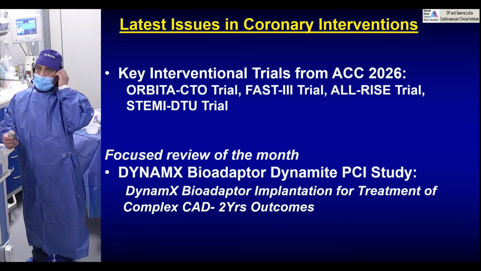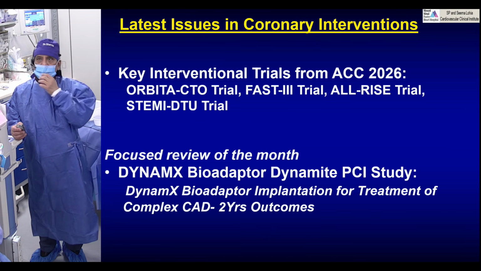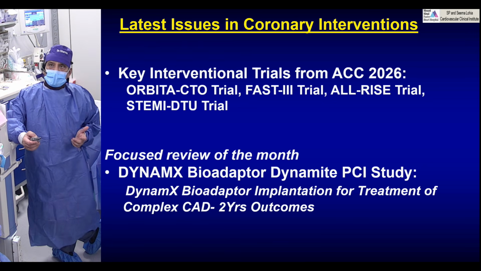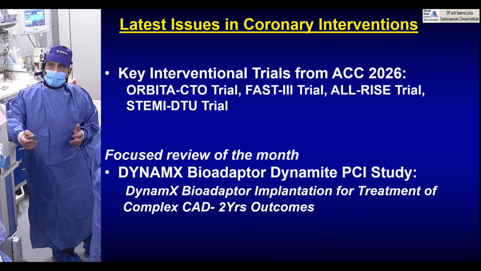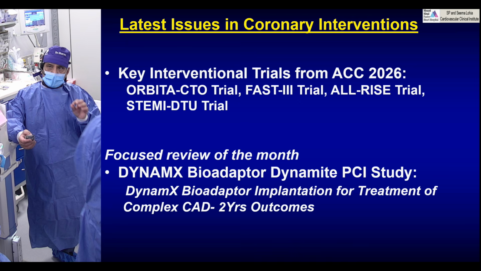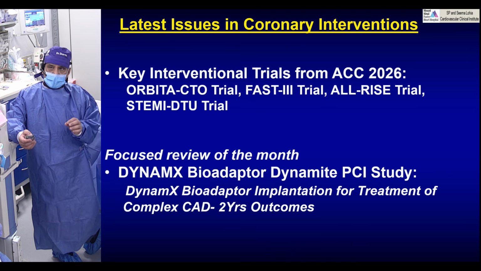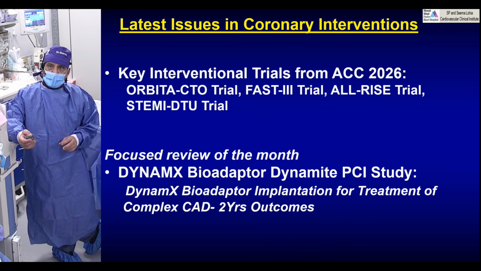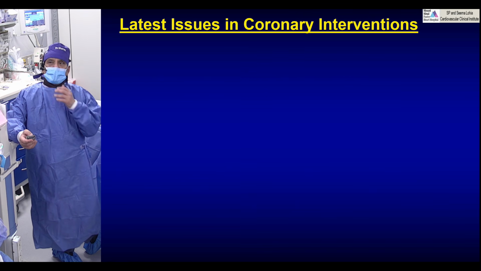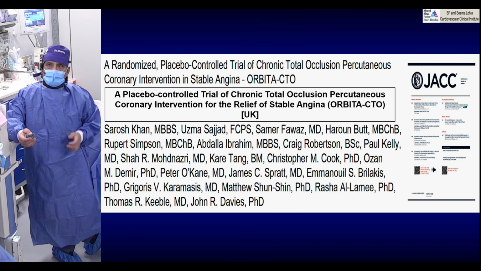Now let's go to our issues in the coronary intervention. One is the summary of the key interventional trials. Last time I showed the imaging, and this is the other one: Orbita CTO, FAST 3, ALL-RISE, STEMI-DTU. And FOCUS review is the new stent design, although they don't call it a stent, they call it a bioadapter, which is dynamic in implantation and 2-year outcomes of this very novel technology.